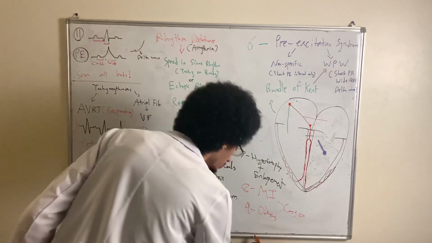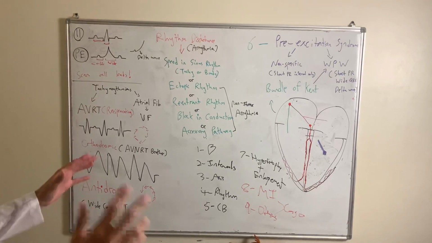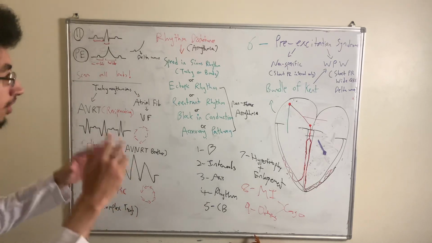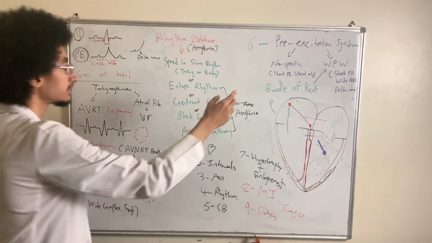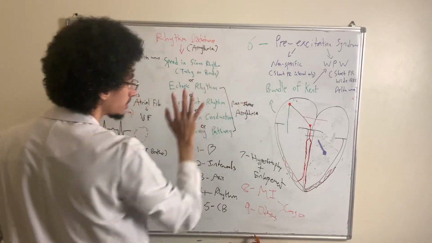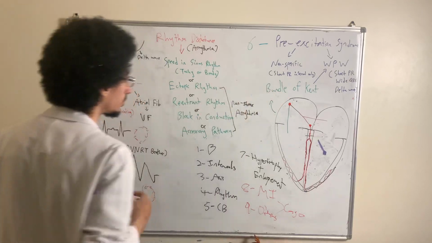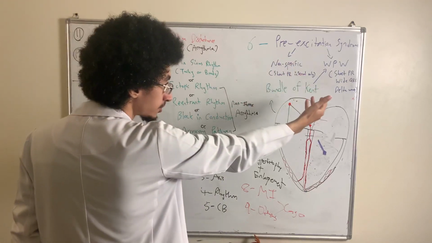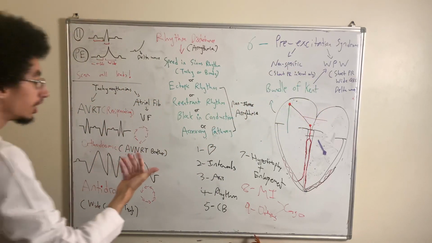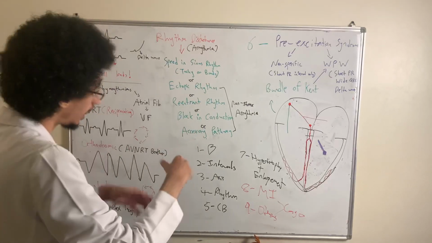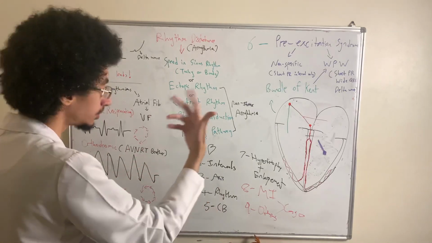Now, we have 2 types of pre-excitation syndrome. They're not different from one another. It's a matter of exclusion. So, in pre-excitation syndrome, you have non-specific and you have a specific, which is Wolff-Parkinson-White syndrome with the bundle of Kent. You see, in Wolff-Parkinson-White syndrome, what we just discussed earlier about how the accessory pathway occurs, and what's the problem, we talked about it.